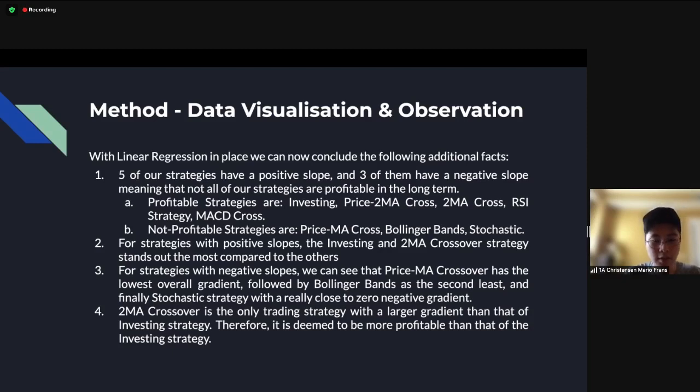Third, for strategies with a negative slope, we can see that the price to 2 moving average crossover has the lowest overall gradient, followed by the Bollinger Band strategy as the second least, and finally the stochastic strategy with a really close to 0 negative gradient. Next, the 2 moving average crossover is also the only trading strategy with a larger gradient than that of the investing strategy. Therefore, it's deemed to be more profitable than the investing strategy.